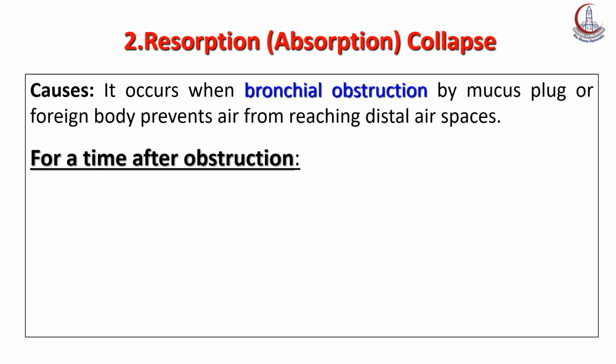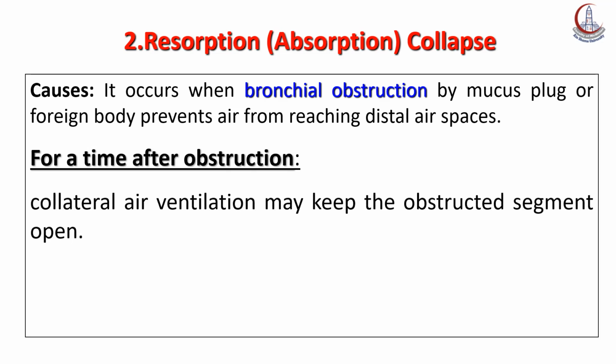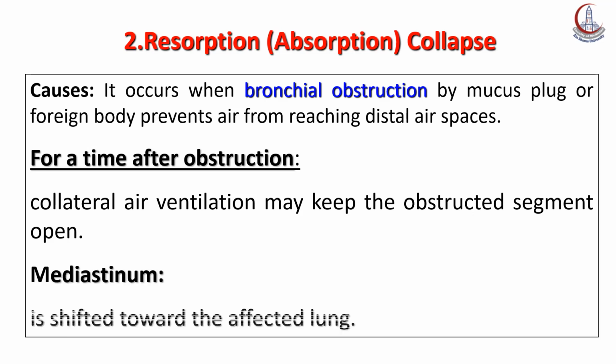Resorption collapse occurs when bronchial obstruction by a mucus plug or foreign body prevents air from reaching the distal air spaces. For a time, collateral air ventilation may keep the obstructed segment open, and the position of the mediastinum is shifted toward the affected lung, the opposite of compression collapse. The mediastinum here is shifted toward the affected or diseased or collapsed lung.